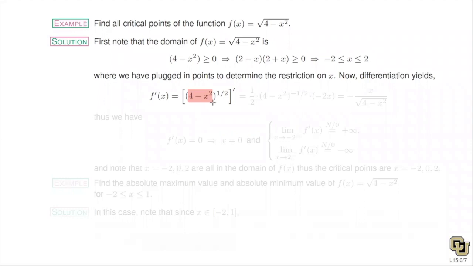And here the inside function is 4 minus x squared. The outside function is being raised to the 1/2. So the derivative of something raised to the 1/2 is 1/2, copy down the something, which is 4 minus x squared, raised to the 1/2 minus 1. 1/2 minus 1 is negative 1/2. That's where this is coming from. Then chain rule times the derivative of the inside. The inside is 4 minus x squared. The derivative of 4 minus x squared is 0 minus 2x, or just negative 2x.